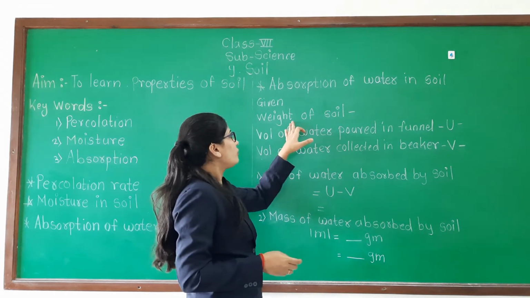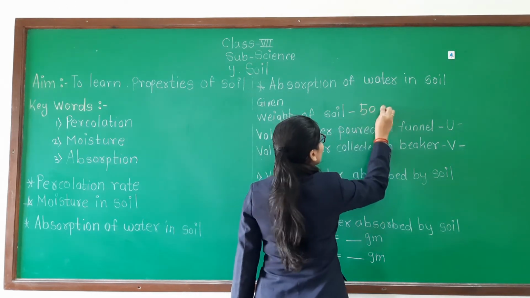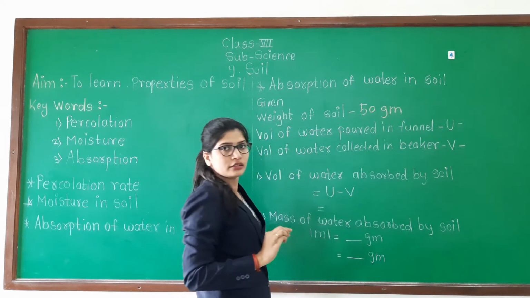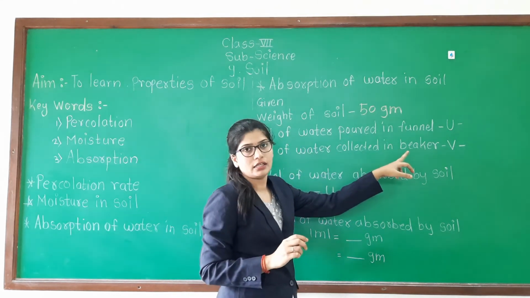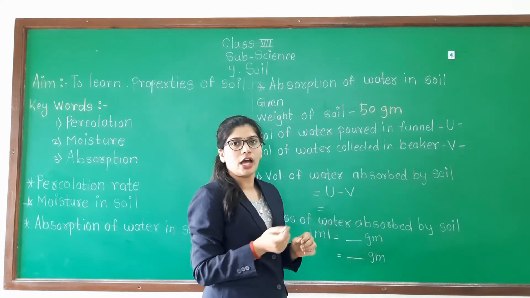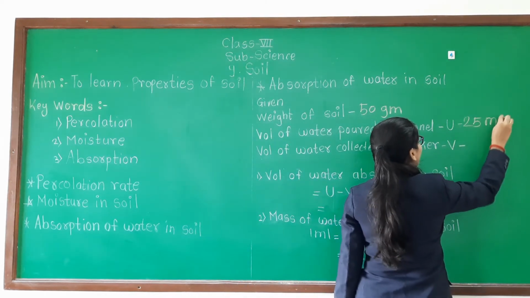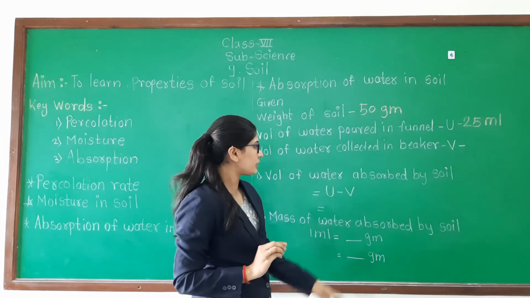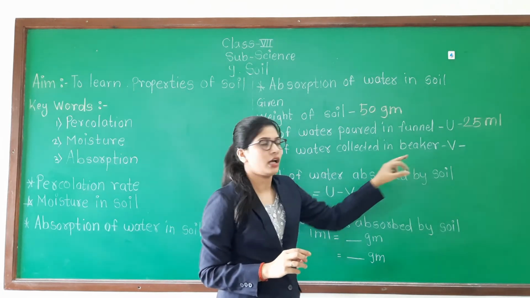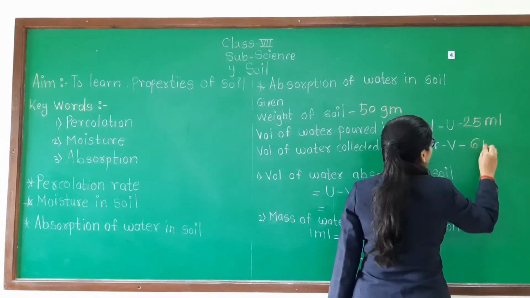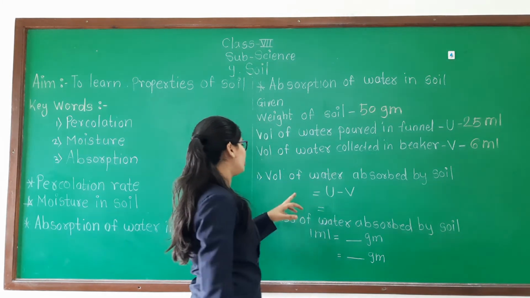In the case of clay soil, I have taken 50 gram of soil. Correct? Then volume of water poured in funnel. How much water have I poured in the funnel? That is 25 ml. Correct? Then volume of water collected in beaker. How much collected in the beaker? 6 ml.